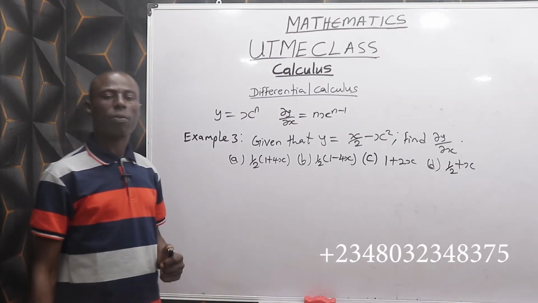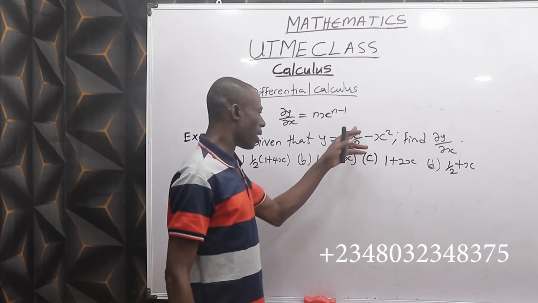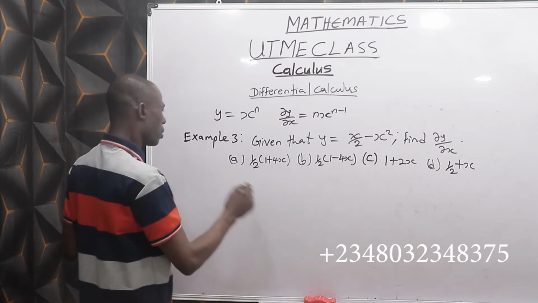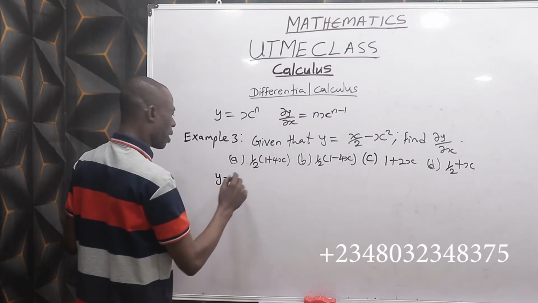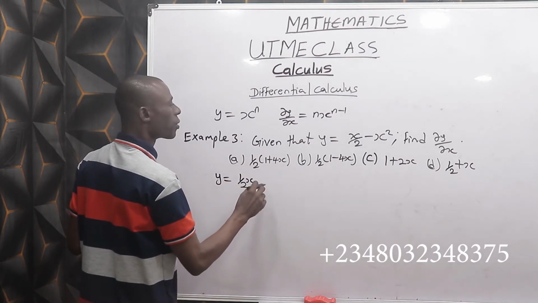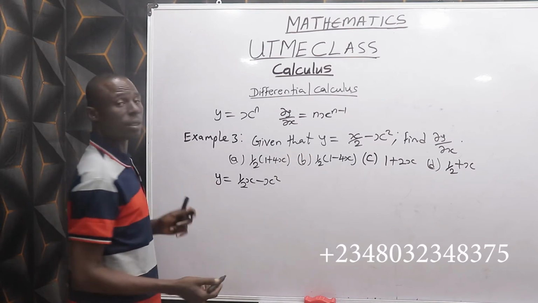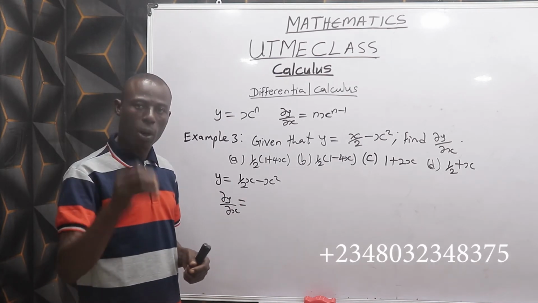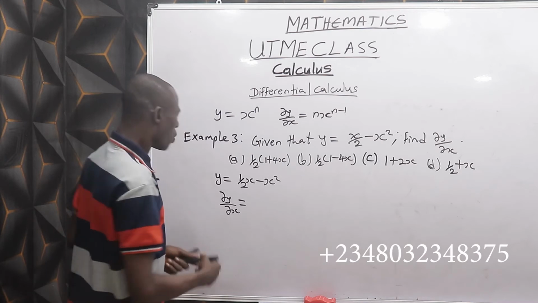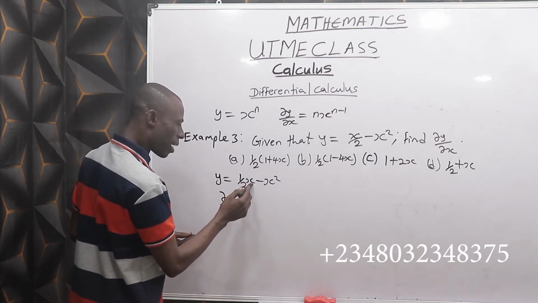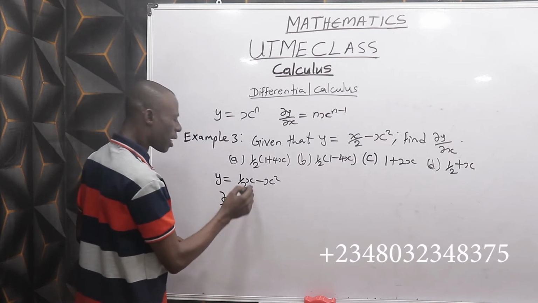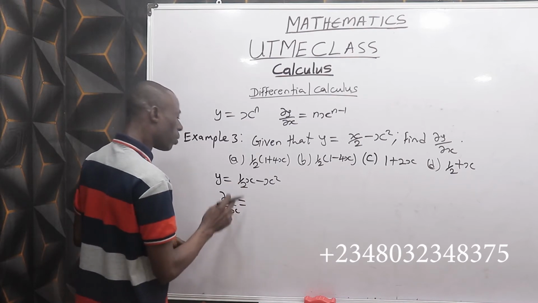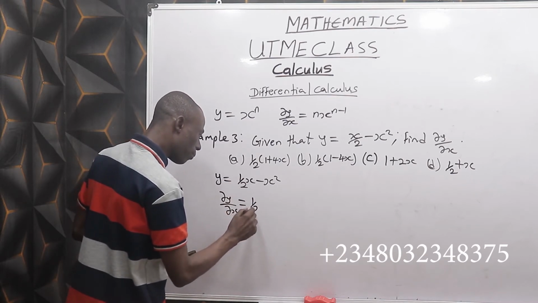Let's consider example 3. Given that y equals x over 2 minus x squared, find the dy/dx. Let's first rewrite our function as half x minus x squared. You know, it's the same thing. And don't forget that the derivative of a variable with power 1 is its coefficient. The x here is having power 1. The derivative of something like this is its coefficient. And the coefficient of x here is half. Therefore, the dy/dx of this is half.